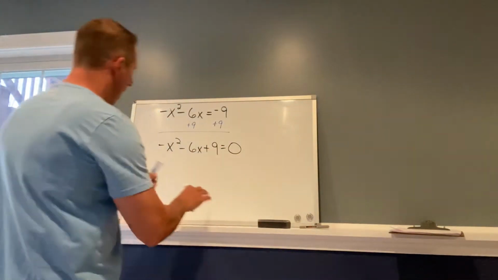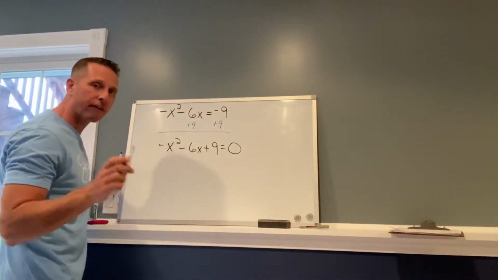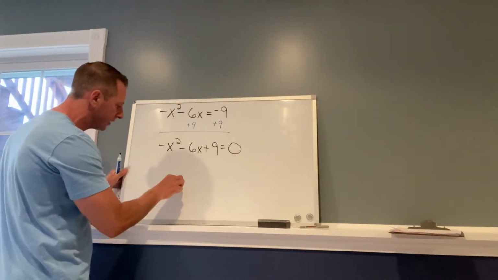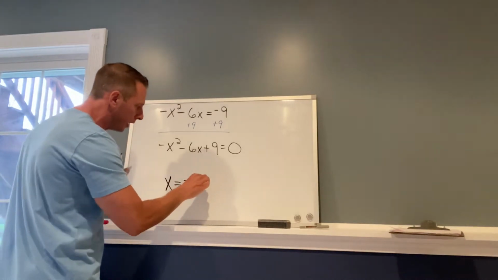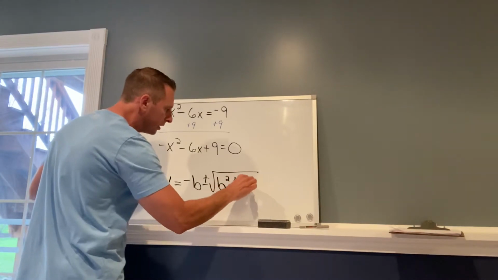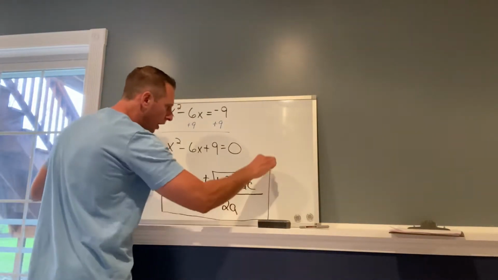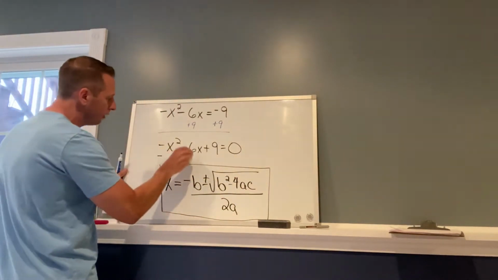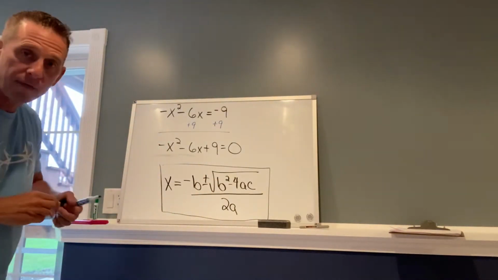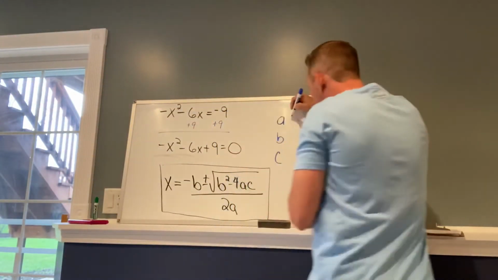All right. Now I'm going to substitute values into our quadratic formula. If you haven't written it down yet, you need to write it down now. Here's the quadratic formula. x equals the opposite of b plus or minus the square root of b squared minus 4ac, all over 2a. That's the quadratic formula. We're going to substitute the values into this equation. All right, what are the values we're substituting? a, b, and c.